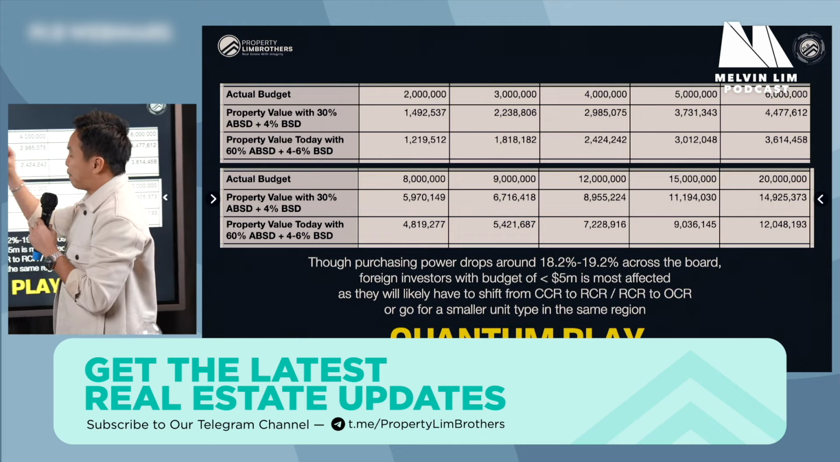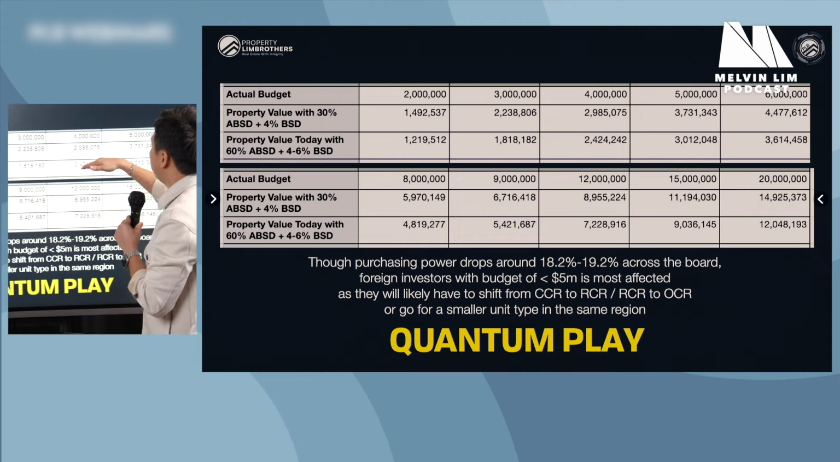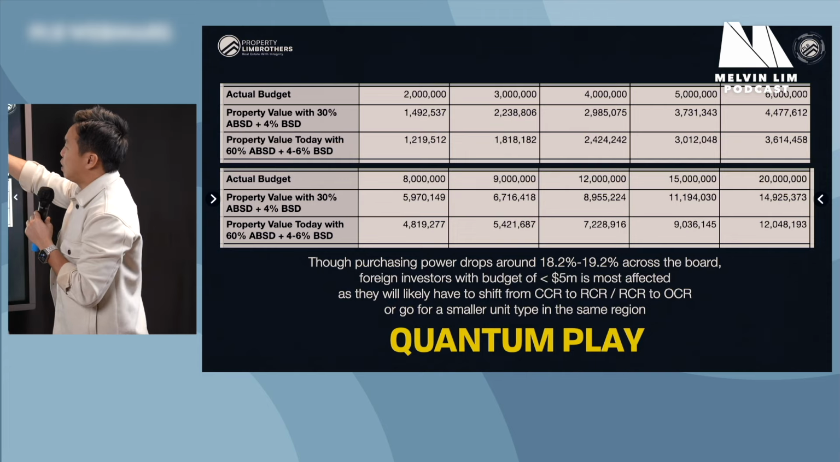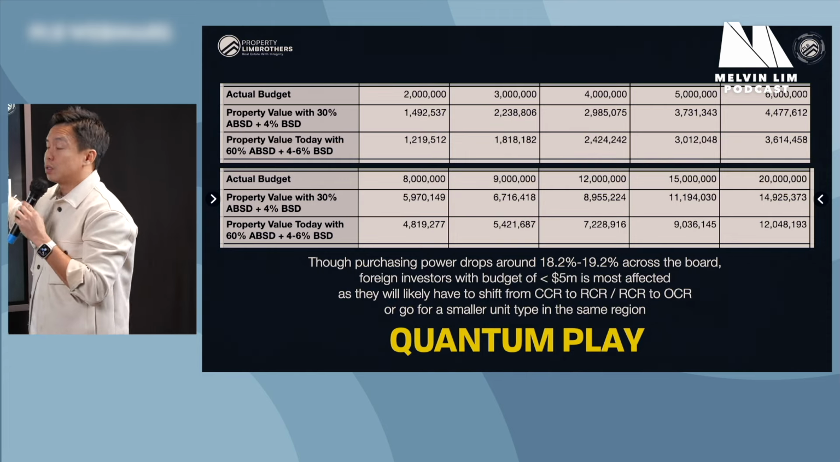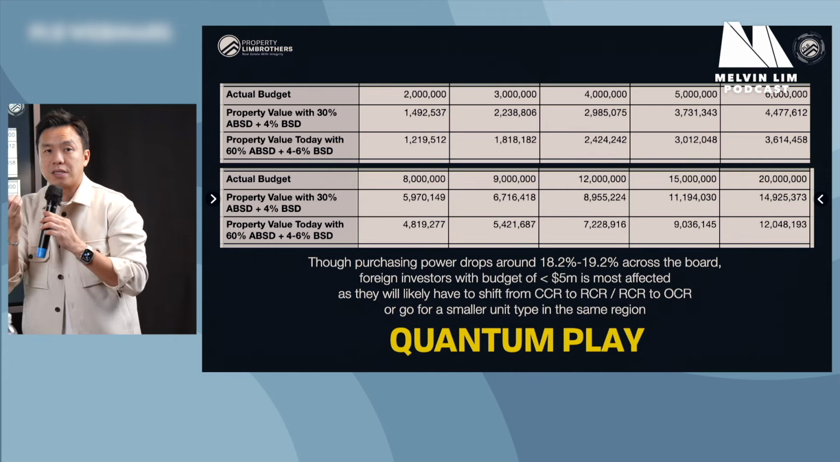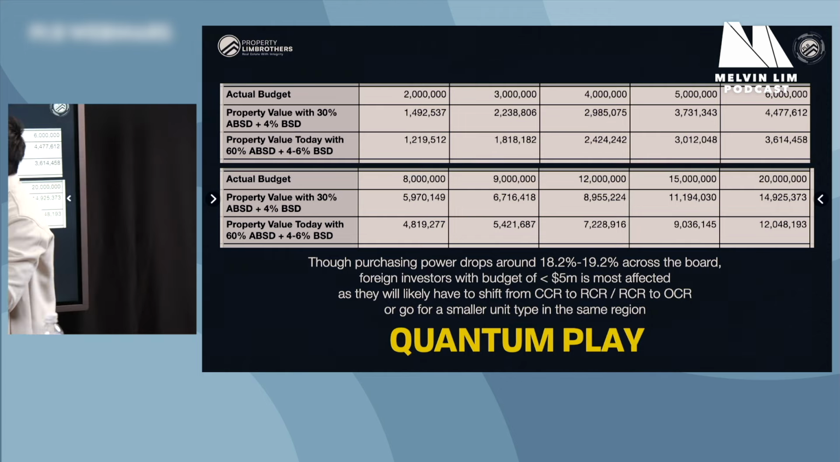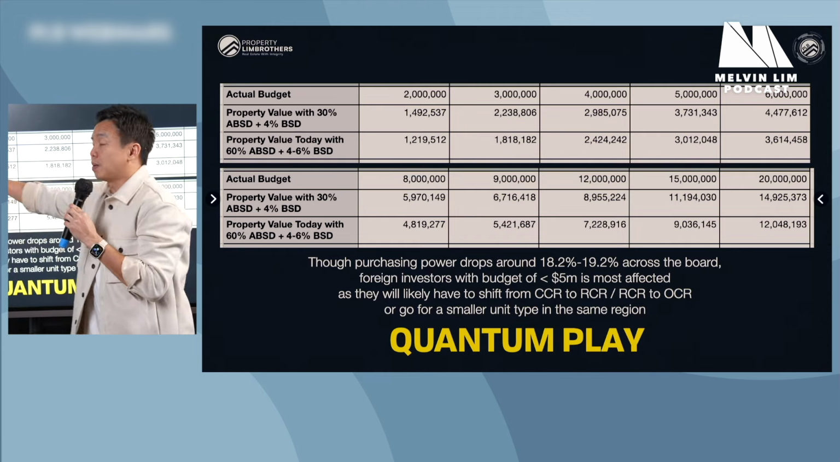And of course, in the past, with 30% ABSD, somebody with $5 million can only buy $3.7 million worth of property in terms of its valuation, because they have to factor in 30% for ABSD, 4% for buyer's stamp duty.